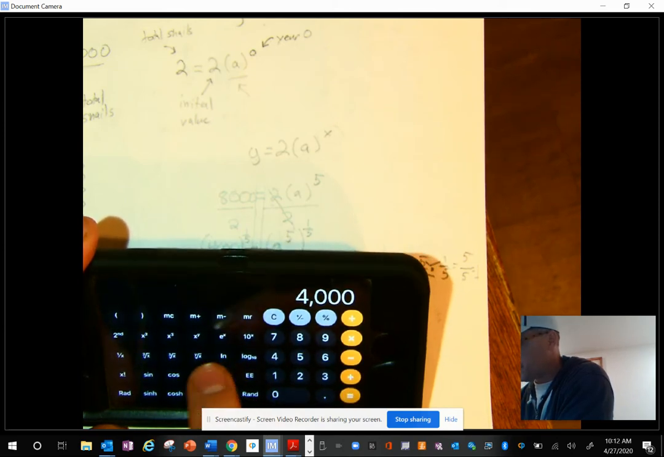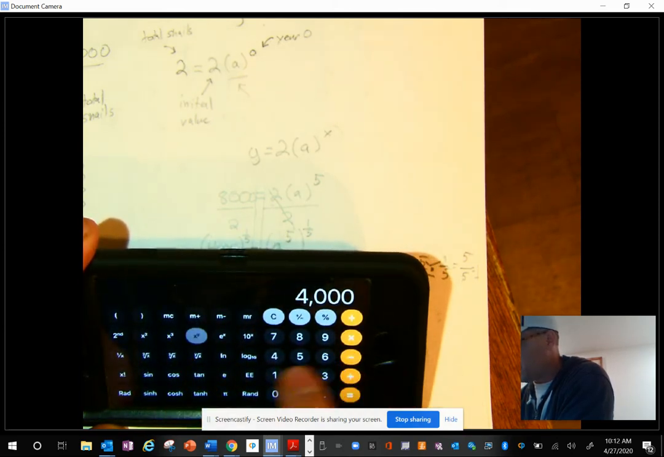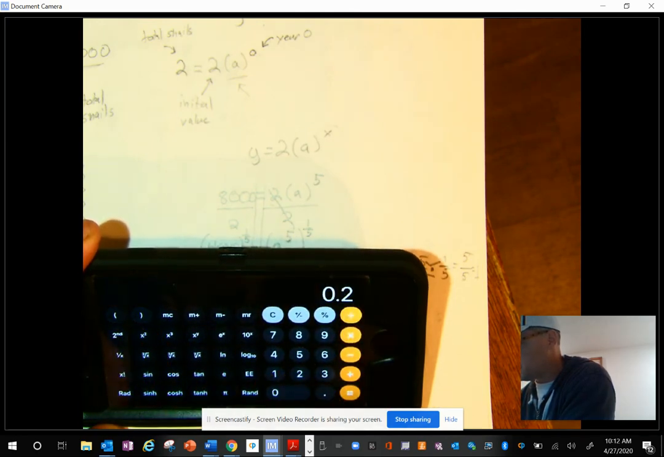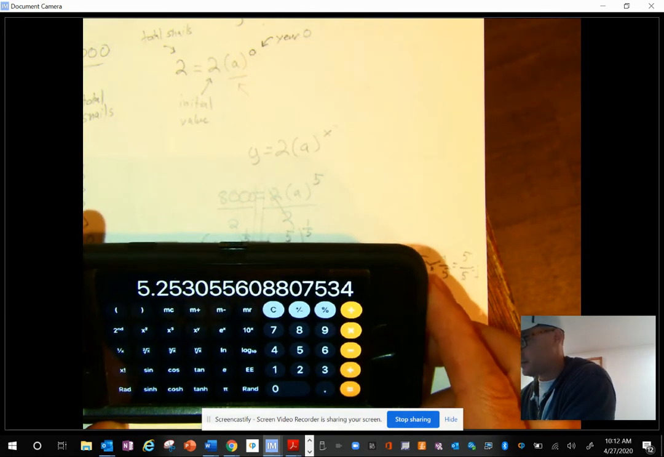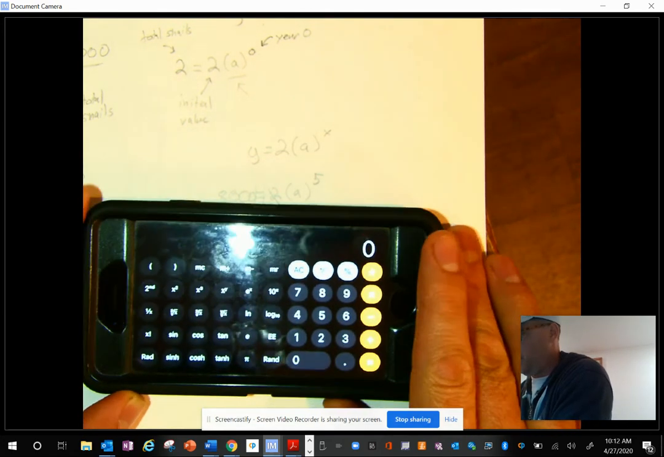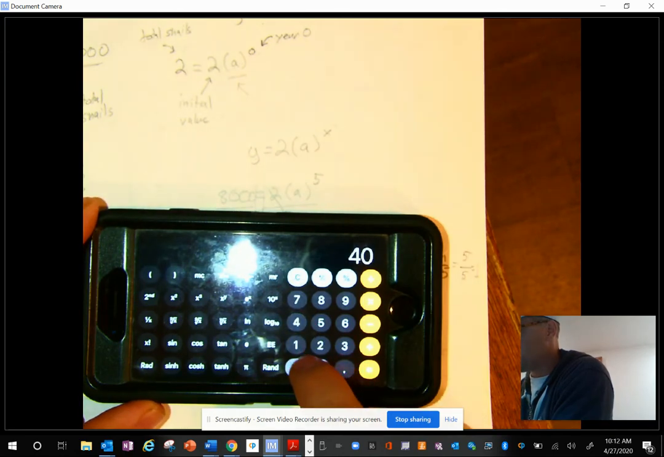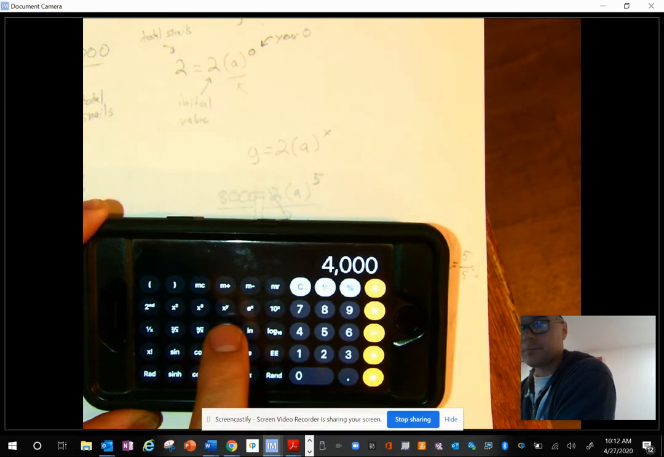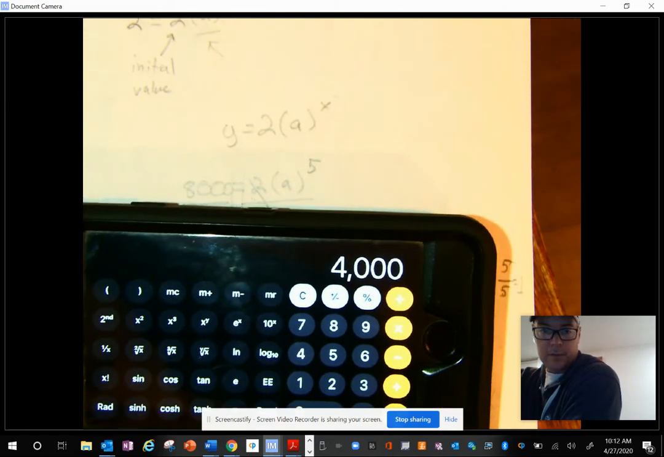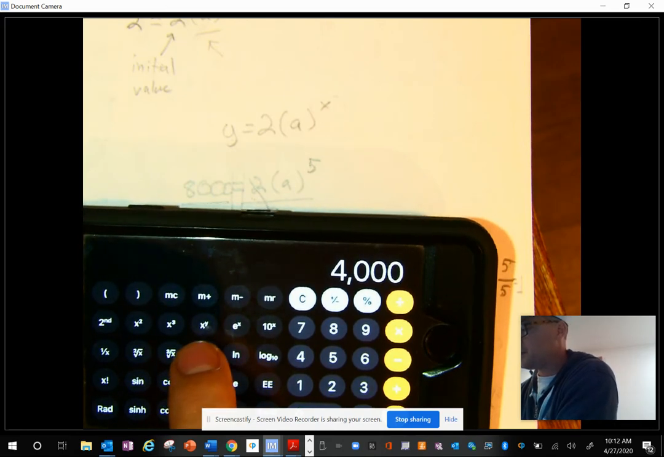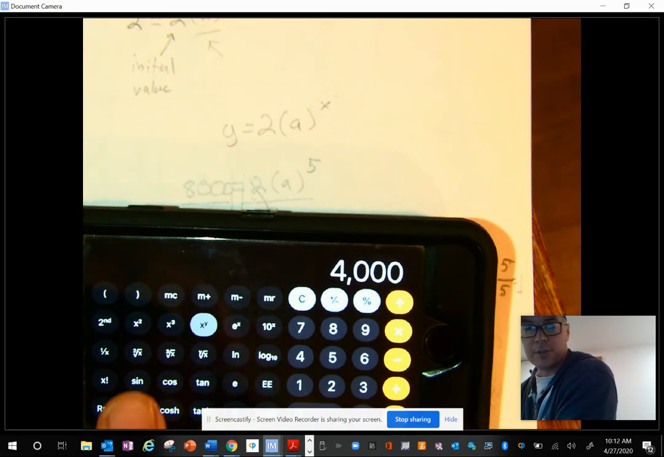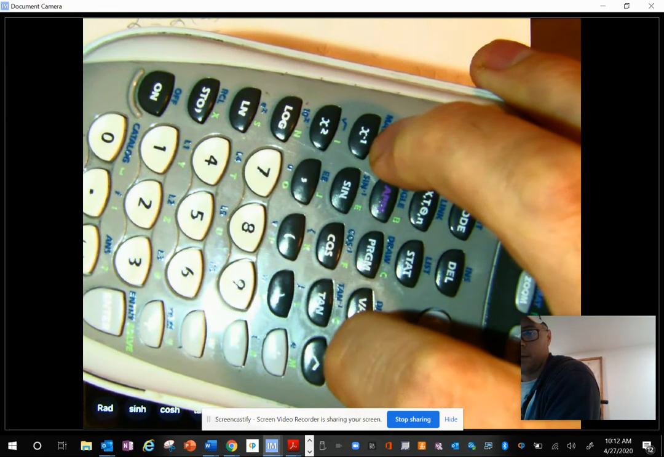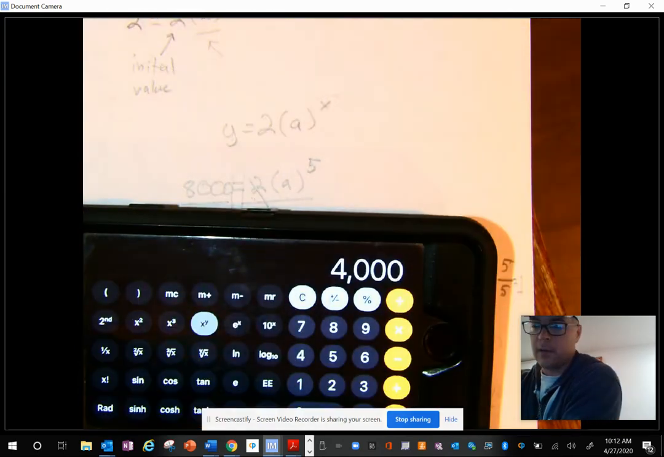So 4,000 to the, open parentheses, 1 divided by 5, close parentheses, equals, hey, there it is. Okay, so let's review that one more time. I'm gonna do 4,000, and then this little button right here, X to the Y, on your phone calculator. Pushing that is the same thing as pushing the caret, this little caret thing right there. You guys see it?